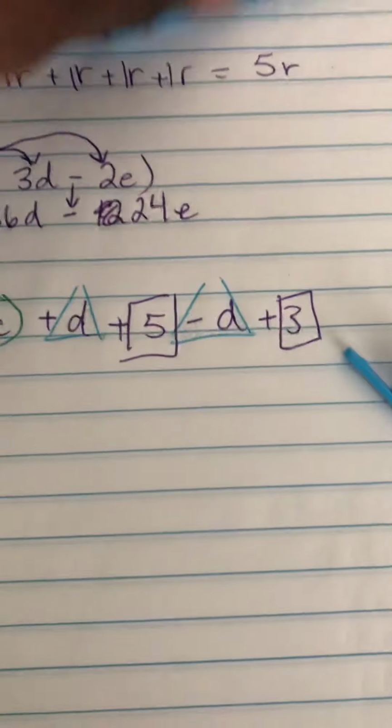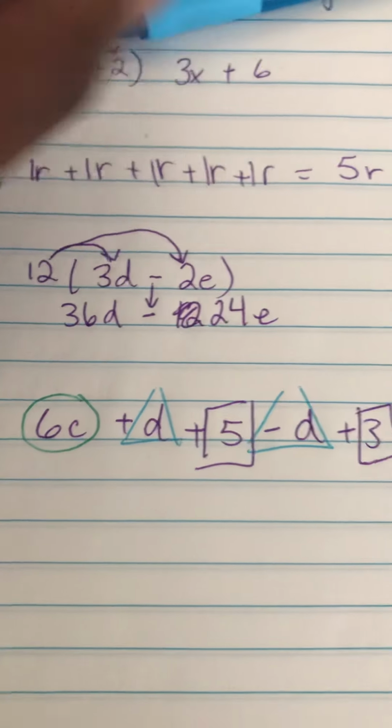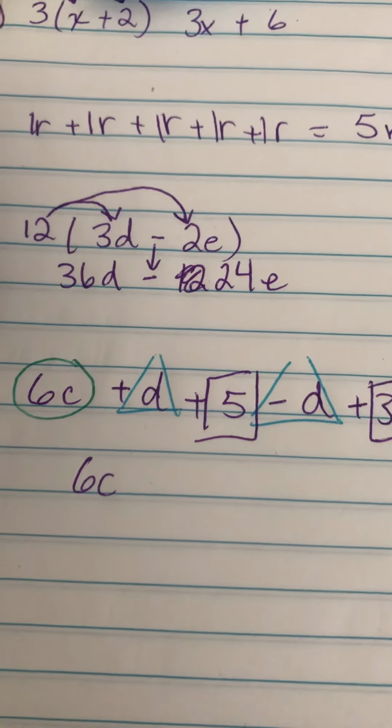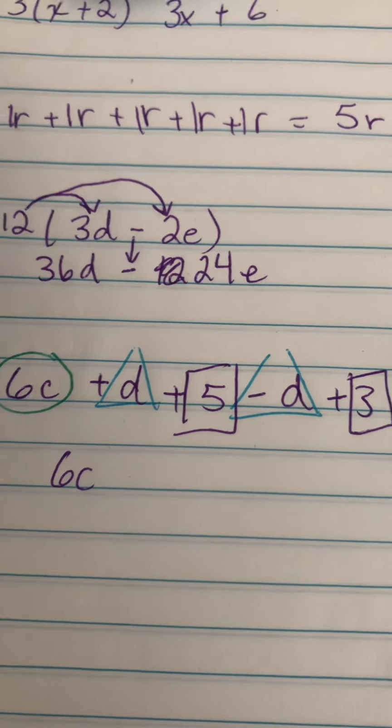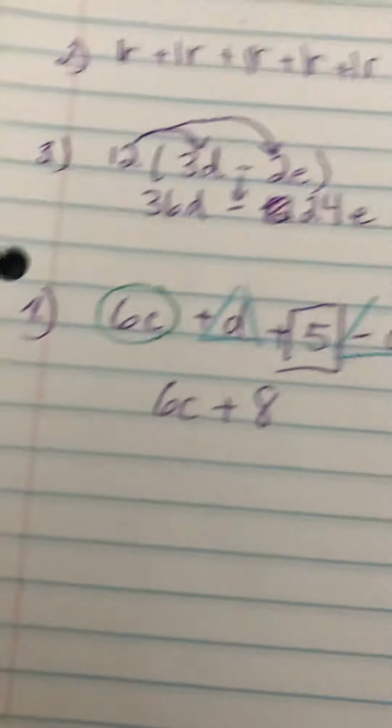So if we combine the like terms, right, we see that we have 6c, so we're left with 6c. And then the d's cancel out because a plus and a minus cancel out, becomes 0. And then the 5 and the 3 becomes 8. So we're left with 6c + 8.